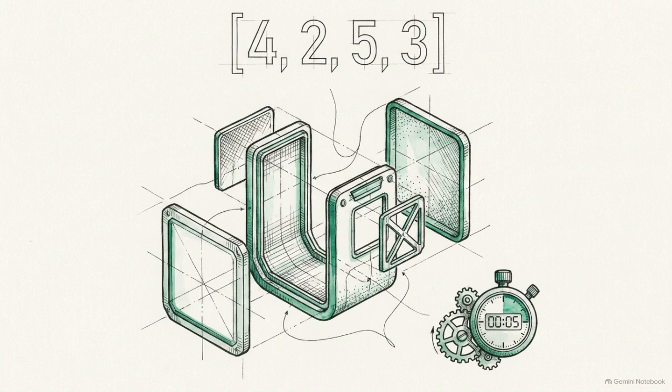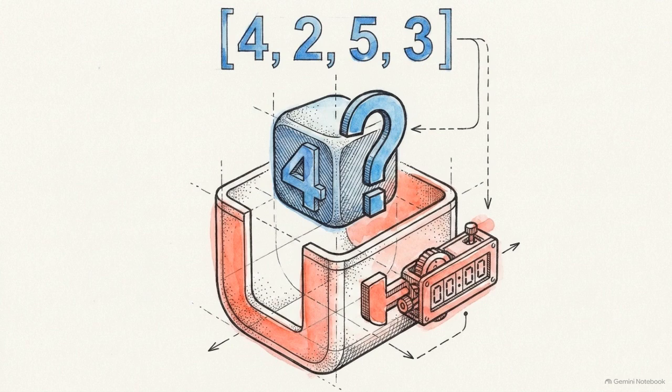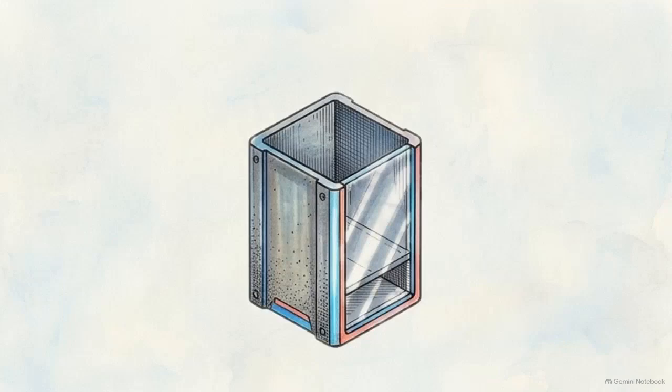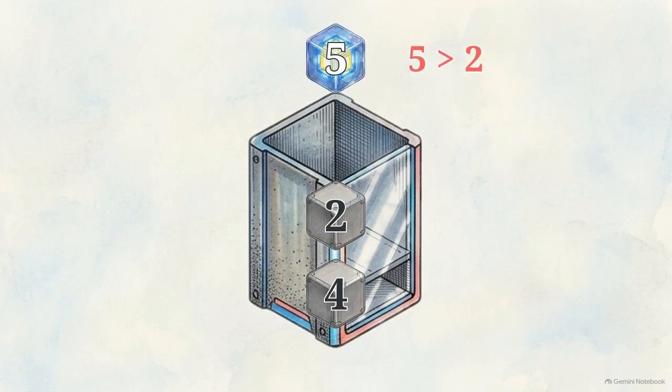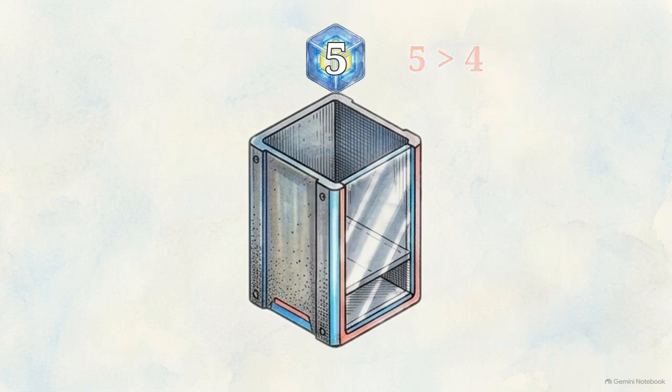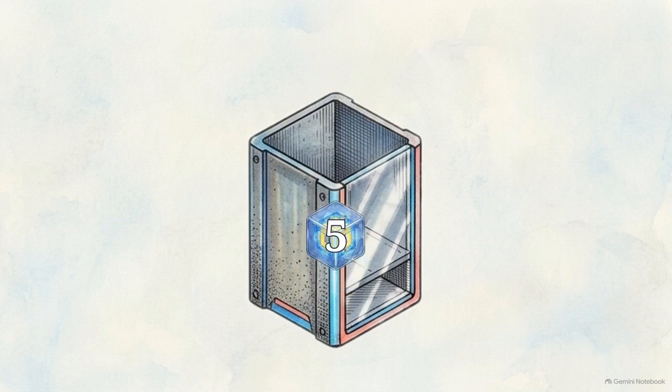Look at the array. 4, 2, 5, 3. If we process this left to right, exactly when does the number 4 get popped from the stack? 4 drops in, then 2. But the moment the 5 enters, it triggers a cascade. Since 5 is greater than 2, the 2 is popped. Because 5 is also greater than 4, the 4 is popped next.